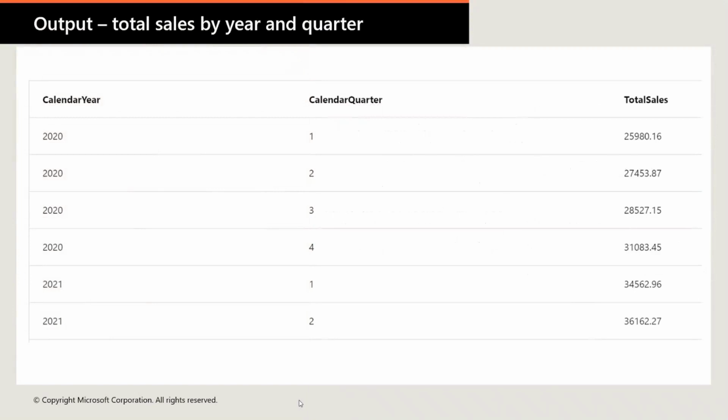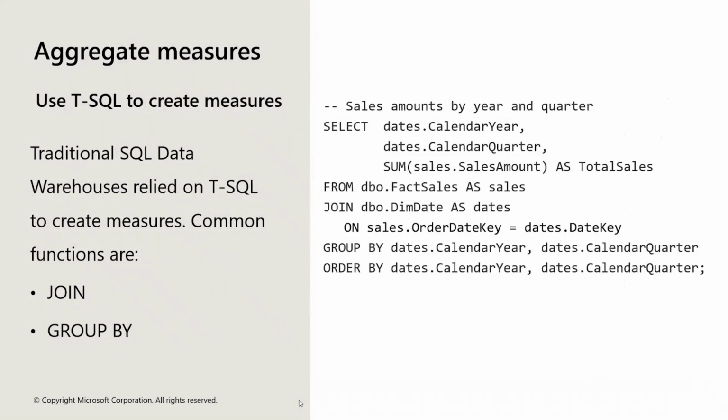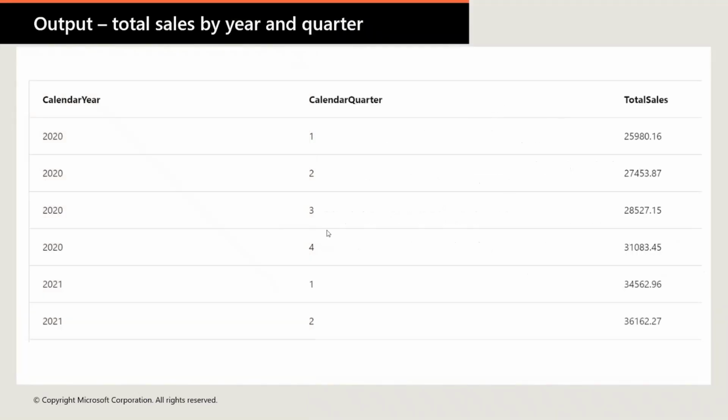Okay, so this is the output of this query, which is joining the fact sales table and dimension date table, and this is grouping the data by calendar year and calendar quarter, and then also ordering the data. So let's look at its output. So the output is showing total sales by year and quarter.